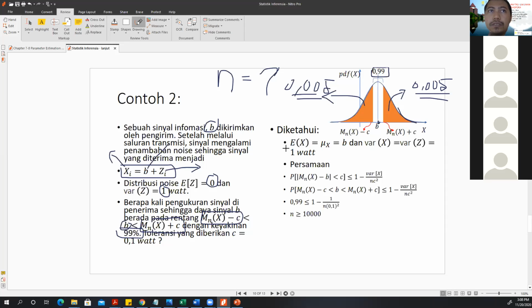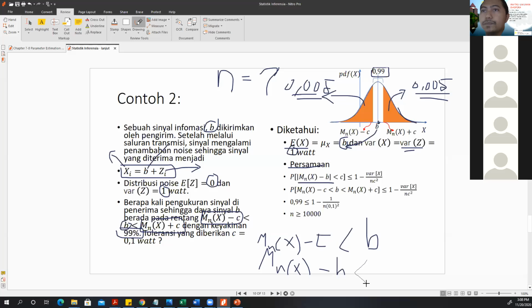Okay, the expected value is B, actually the mean, and the variance is 1 watt. It depends on the variance of the noise, and then the equation will be like this: the probability that B is between this one equals this one. Actually, we can easily say X minus C greater than B, right? It is just a replacement, right? This one is put here, so the mean of X minus B less than C, right? Something like so. This one is put here.